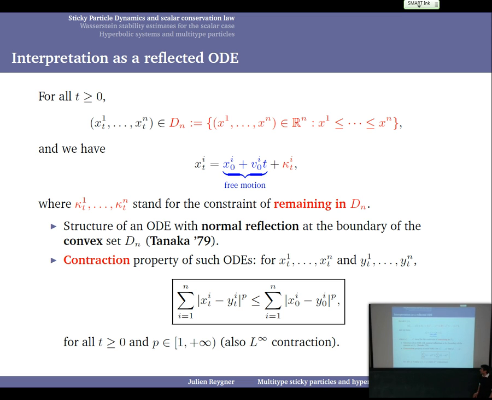And a very important property of such reflected differential equations is that they are contractive for all the L^p distances. So if I take two realizations of my particle system, starting from two different configurations, and I let them evolve, and I look at the L^p distance between these two vectors at time t, then it will always be lower than the L^p distance at time zero. So this will be very important in the sequel of my talk.